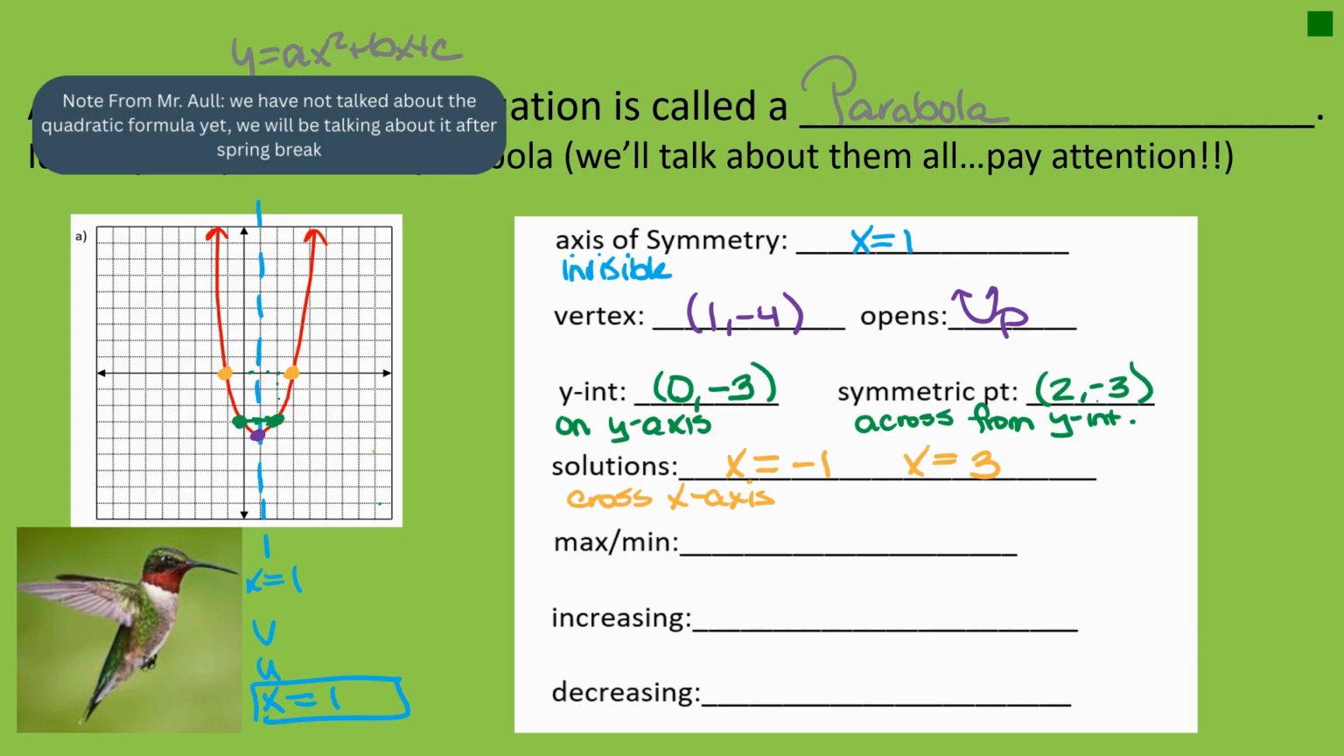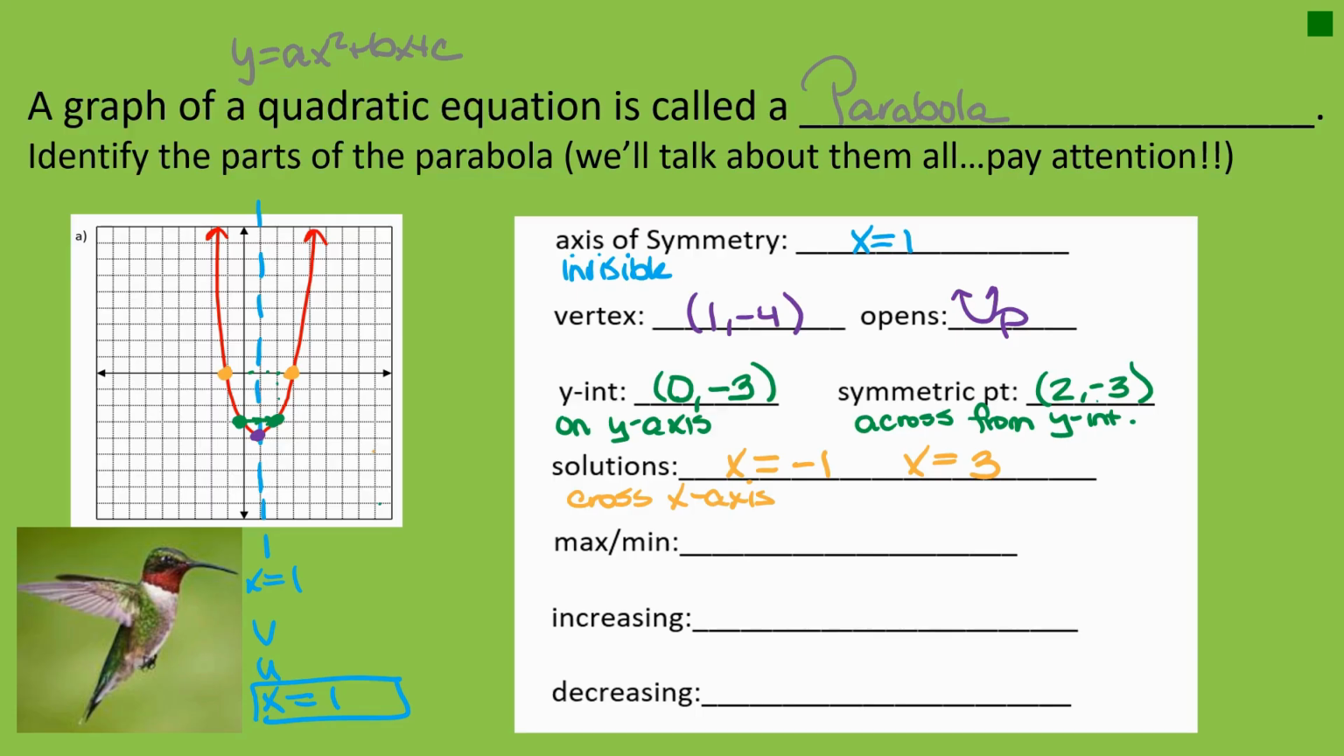The maximum and the minimum are either or. You either have a maximum or you have a minimum. Maximum is the top point. Minimum is the bottom point. So in this case, it's where it turns. It's where the curve turns. The curve turns right here. That's where your curve turns.